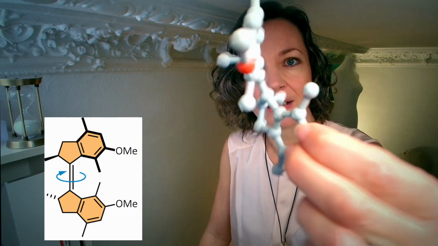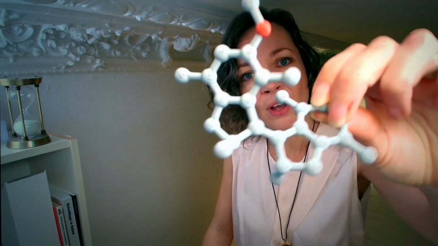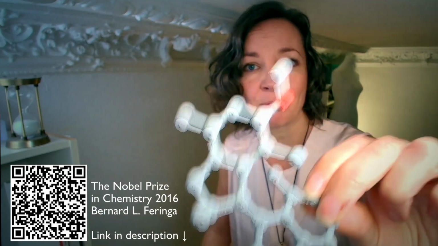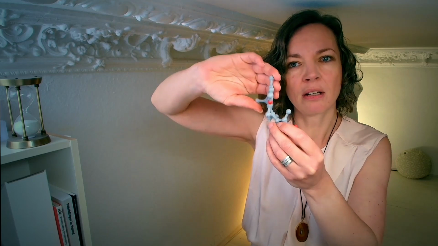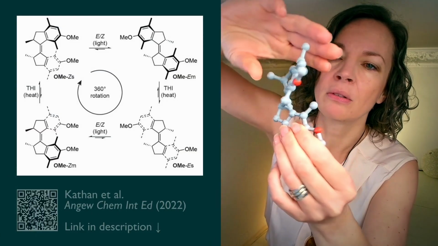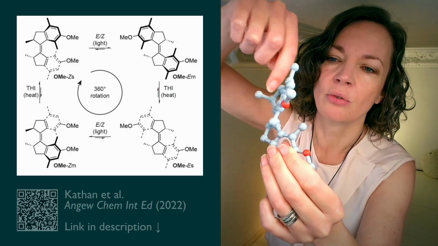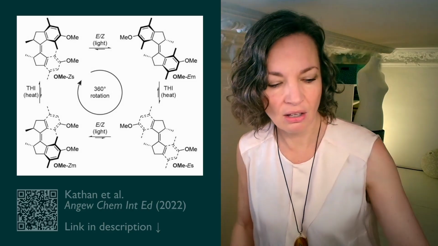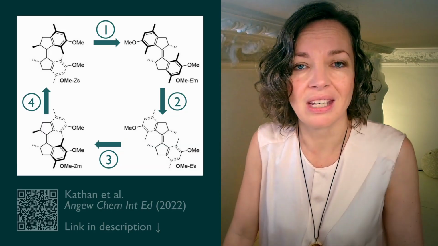The particular motor that we looked at is this one here. You can see it. It was first presented by Feringa, who received a Nobel Prize in chemistry for this discovery in 2016. And the motion of the motor is quite well understood. The two parts of the molecule turn with respect to each other around this central double bond, and they do this in the 4 steps that you see in this graph.